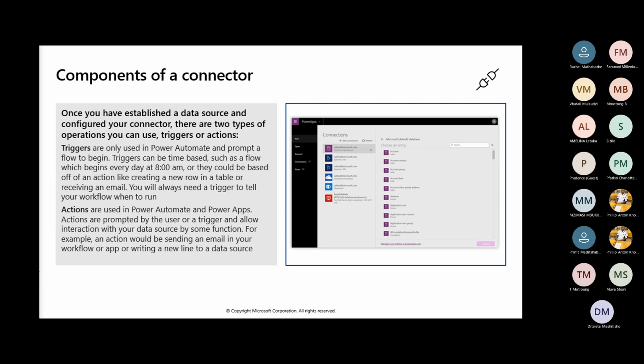Okay, and then we have actions, which are used in Power Automate as well as Power Apps. Now, actions are prompted by a user or a trigger, and they allow interactions with your data source by some function. For example, an action would be sending an email in your workflow or app, or writing a new line to a data source.